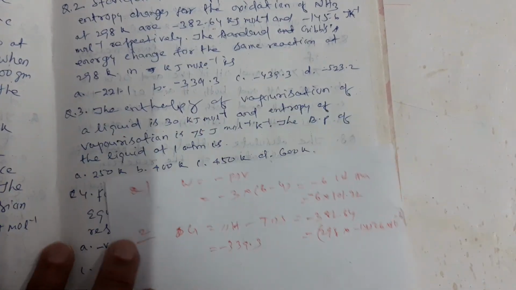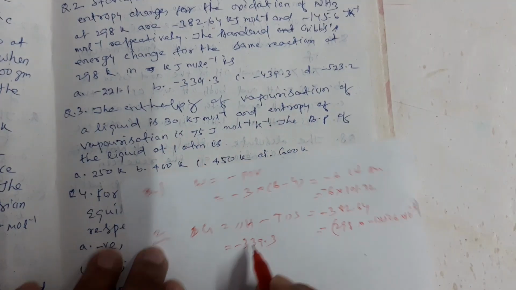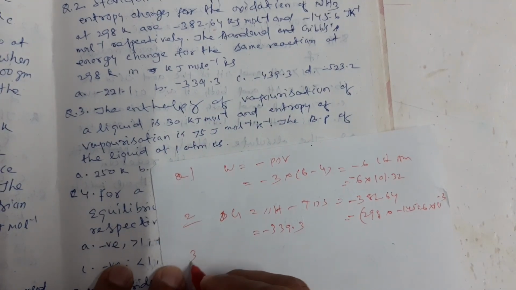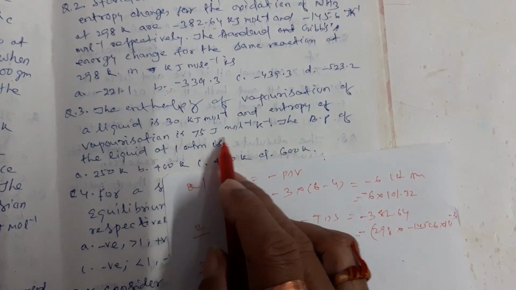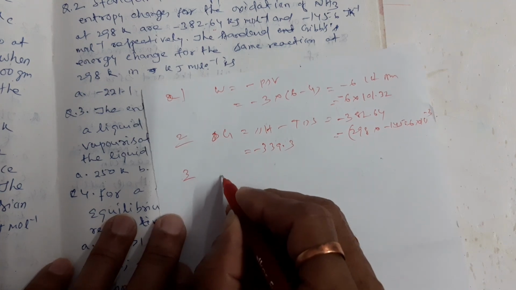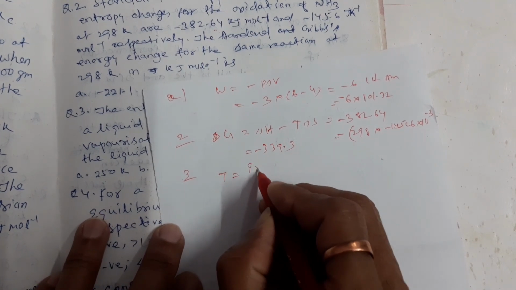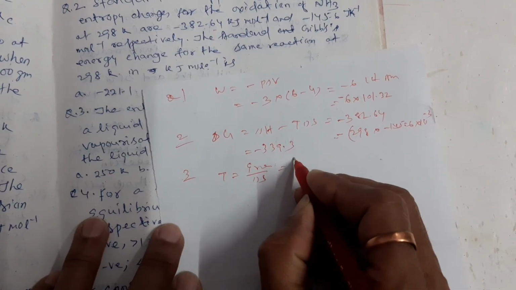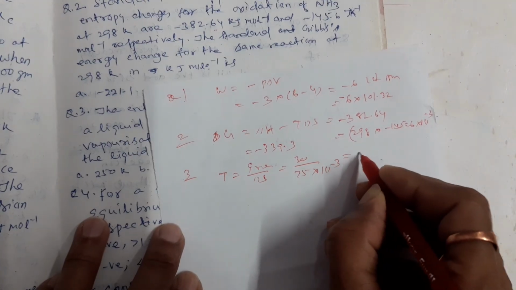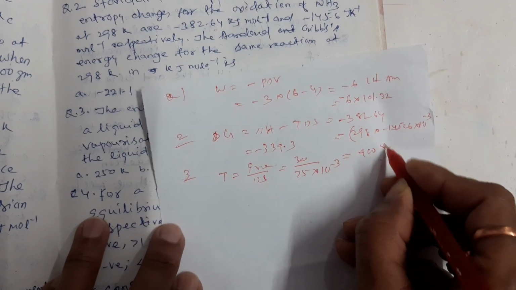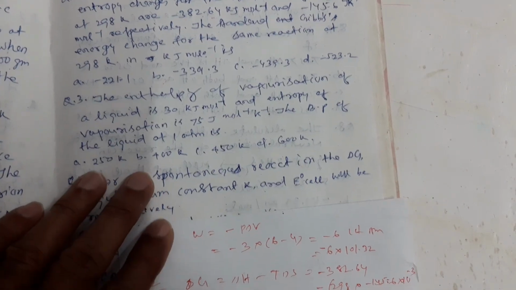Next, question number 3: the enthalpy of evaporation of a liquid is 30 kilojoule, and the entropy of evaporation is this much. So the boiling point is asked. You take T is equal to Q reversible by delta S. This is given 30 and this is 75 multiplied by 10 to the minus 3. So you will get 400 Kelvin. So choice B is the correct answer.